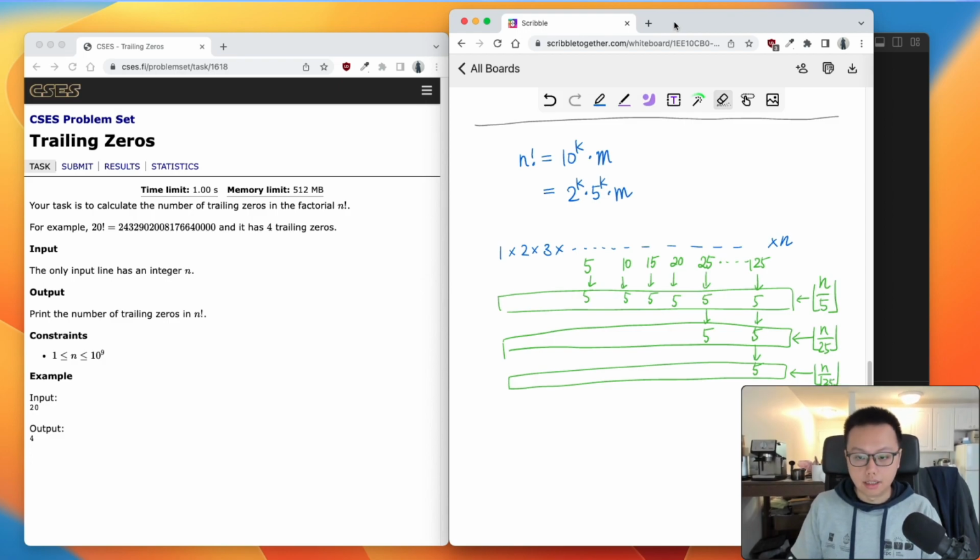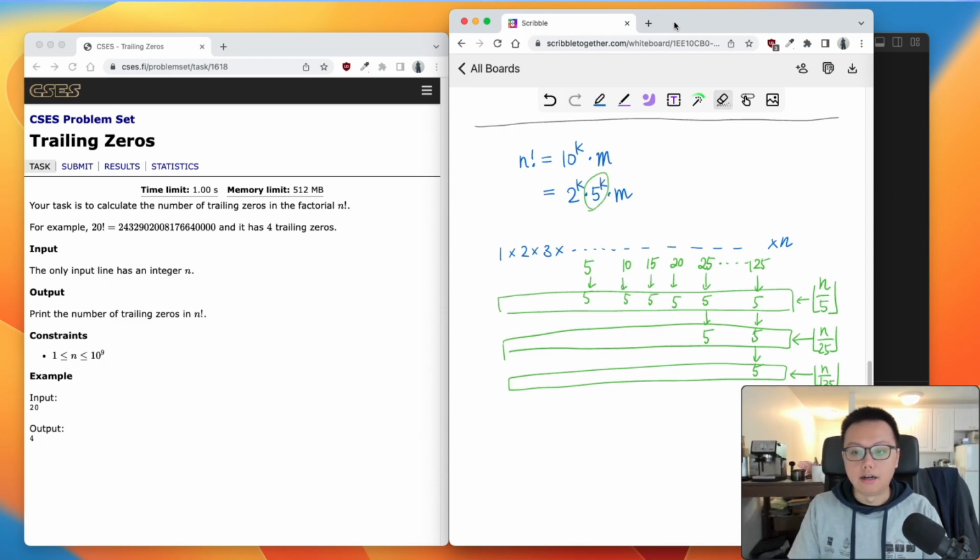This gives us a good pattern for counting how many 5s we have in the factorial of n. Another observation is that the number of 2s that can be factored out from the factorial of n is at least the number of 5s that we can factor out. So the bottleneck comes from counting the number of 5s. Now let's try to code this idea up.